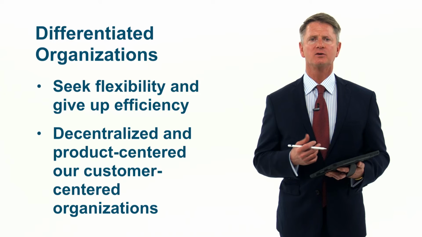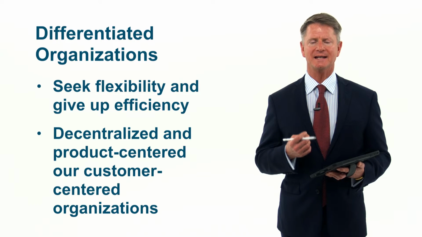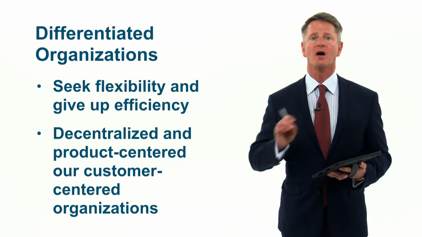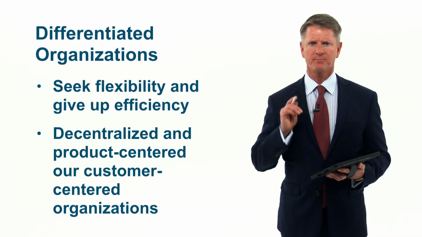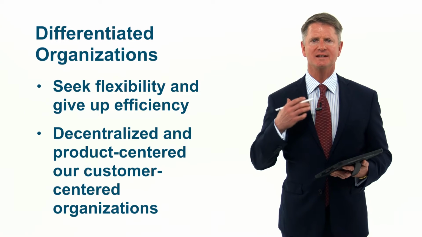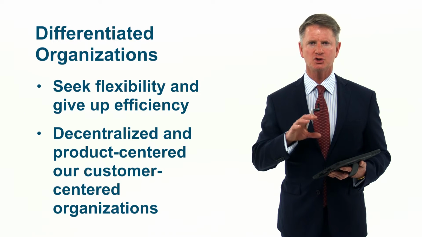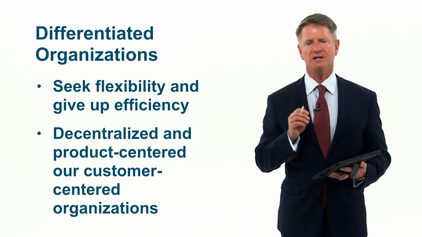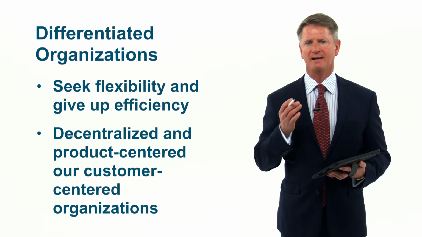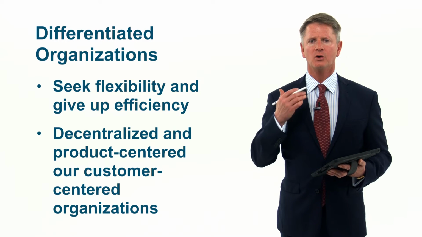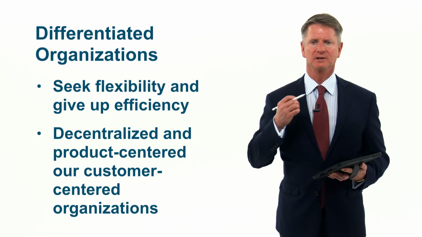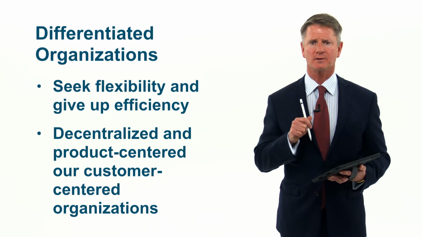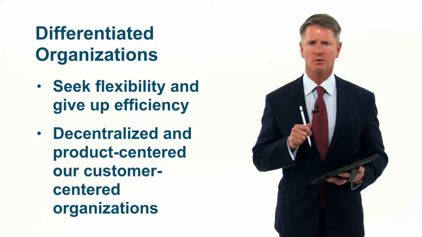So differentiated organizations seek flexibility and give up efficiency. That's just the opposite of a cost leader who sought efficiency and gave up flexibility. Differentiated organizations need flexibility. They need to be able to change and adjust as their customers change and adjust. So small shifts in the interests, the tastes, the demands, or the spending power of their customers require them to very rapidly adjust how they market the product, even the product's design and how it's manufactured. And to do that, they've got to be flexible.